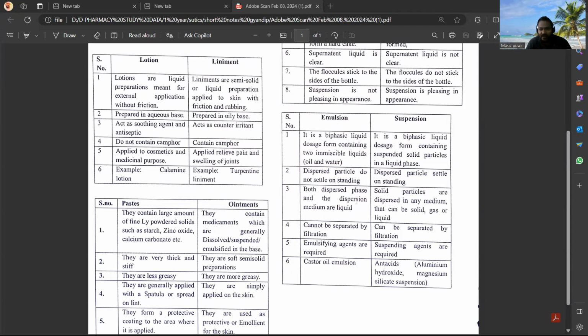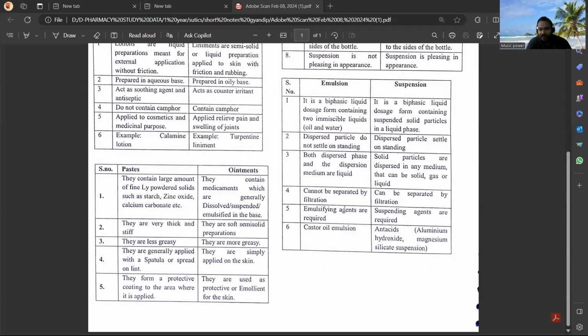In emulsion, both the dispersed phase and the dispersion medium are liquid, but in suspension, solid particles are dispersed in a medium that can be solid, gas, or liquid. Emulsion cannot be separated by filtration, but suspension can be separated by filtration. Emulsifying agents are used in the preparation of emulsion, and suspending agents are used in the preparation of suspension. An example of emulsion is castor oil emulsion, and an example of suspension is antacid, aluminum hydroxide gel, magnesium silicate suspension.